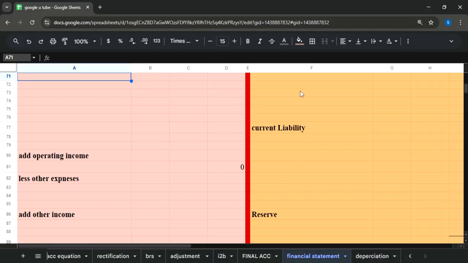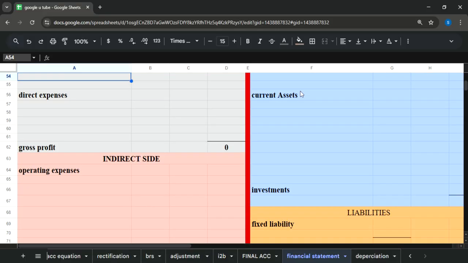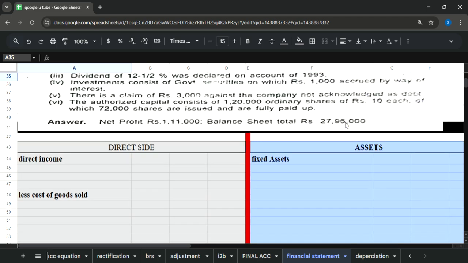After that, we will be dealing with the appropriation side, where the appropriation balance would be calculated, which would finally be transferred to the liability side. On the right side, we'll be creating the balance sheet, where the upper part would have the asset side, and the lower part would be the balance sheet liability side.